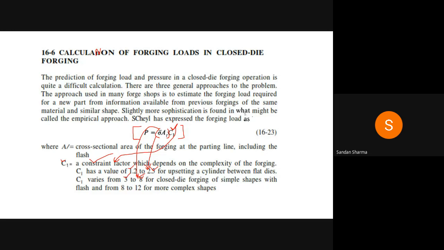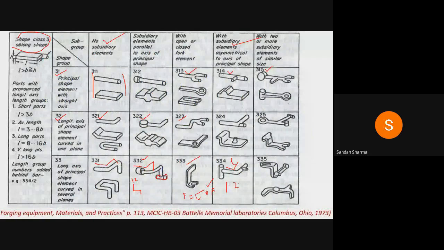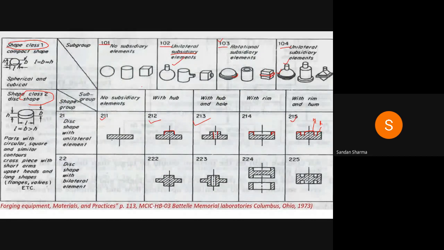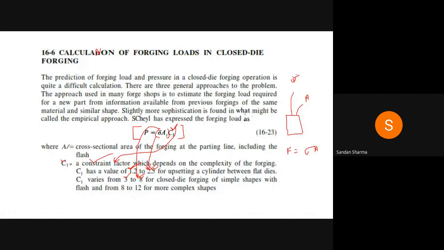And you can see from here, in general, if its cross sectional area is A, and its deformation stress value is sigma, calculate the force required to deform it. So usually people do sigma into A. But if you are having some changes in the shape, your value changes from 1.2 to 2.5. Even for the simplest form, it is not simply what you are calculating using this equation. It is having C1 value 1.2.